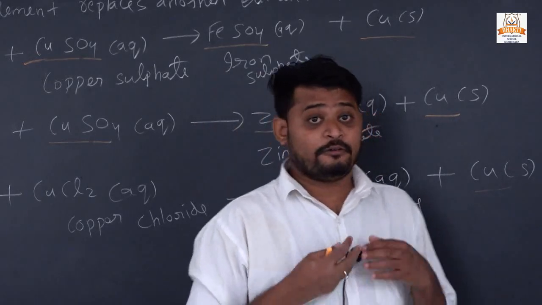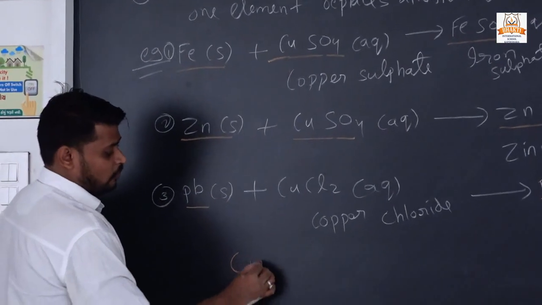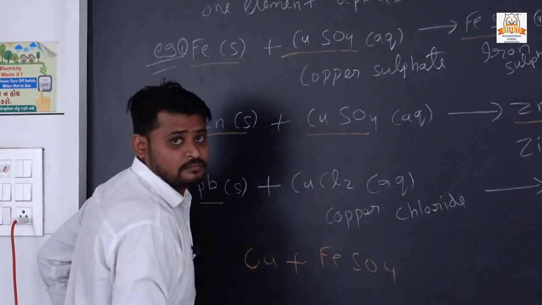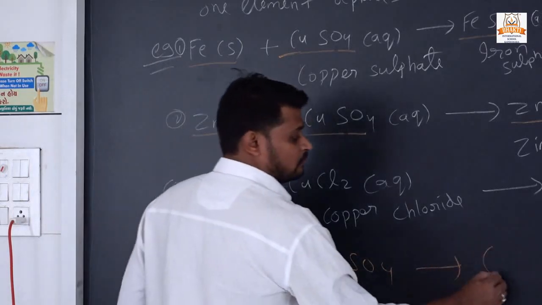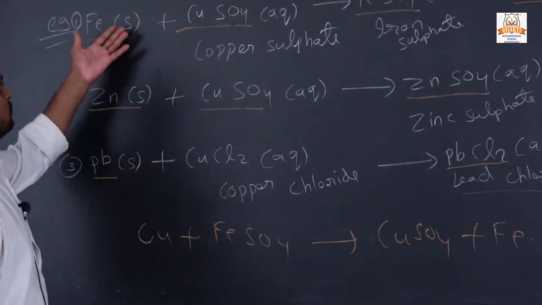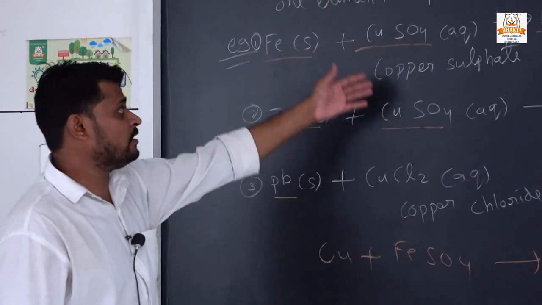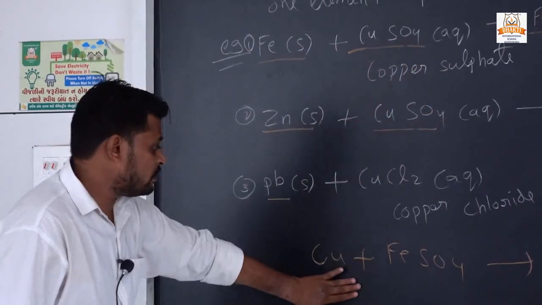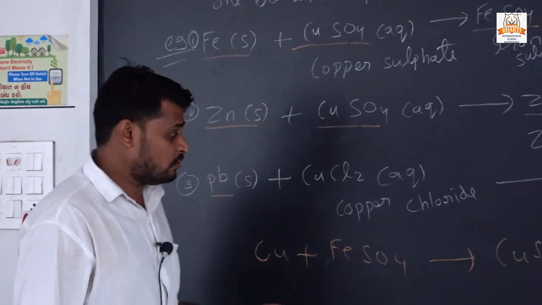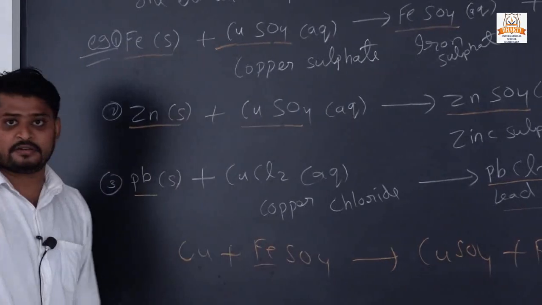Why is this happening? Why are we not writing it like this: copper plus FeSO4, and it gives us CuSO4 plus Fe. Same, no? Here I take iron separated, and in a compound I take copper sulfate, and here copper will be separated, and I will take iron sulfate. So it gave us the same reaction, right? Copper plus iron sulfate, with iron separated from its respective compound.